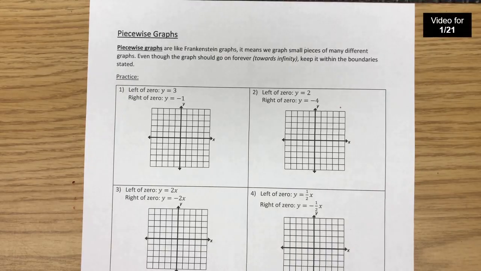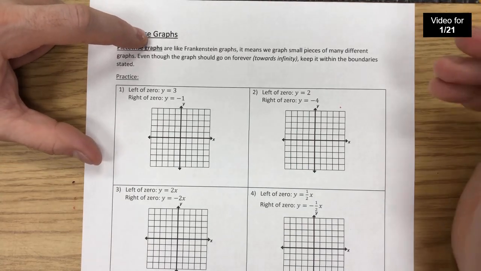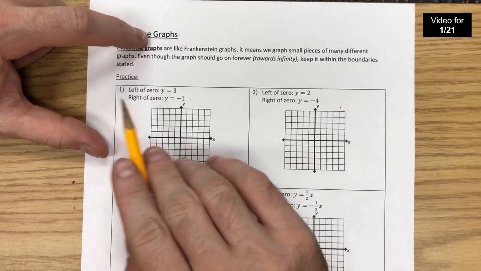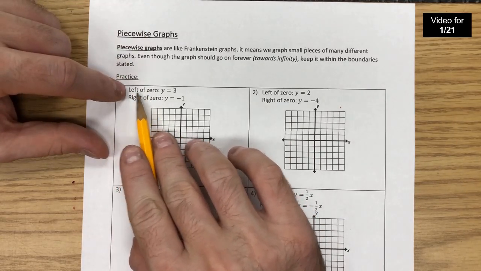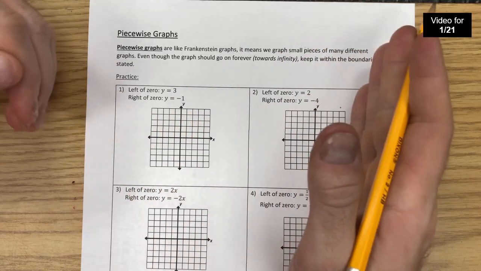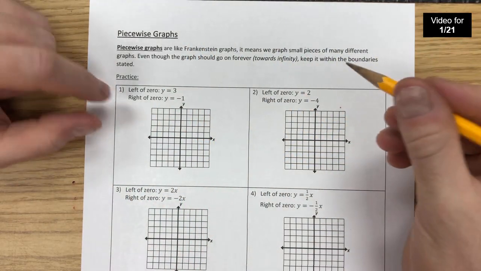So today we're going to be graphing piecewise graphs. This is basically a version of like Frankenstein graphs. We're graphing regular lines like we've been doing, but the big thing that we're going to be doing now is graphing part of a graph and part of a graph and smashing them together. So let's take a look at what that would entail.